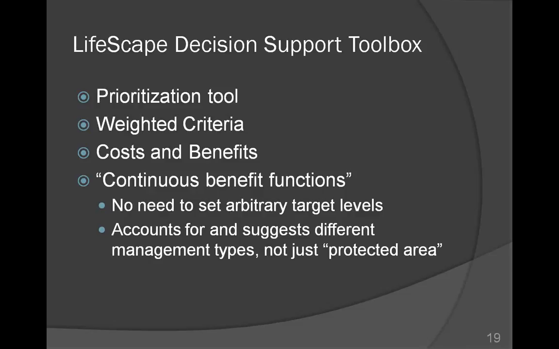It uses weighted criteria. It's a return on investment model, so it uses cost and benefits. And it has this novel feature called continuous benefit functions, which makes it so we don't have to set arbitrary target levels when we're programming the prioritization analysis. It also accounts for and suggests different management types, not just protected areas. These are a couple of the features that I've gotten the most enthusiasm from people that have seen the details.